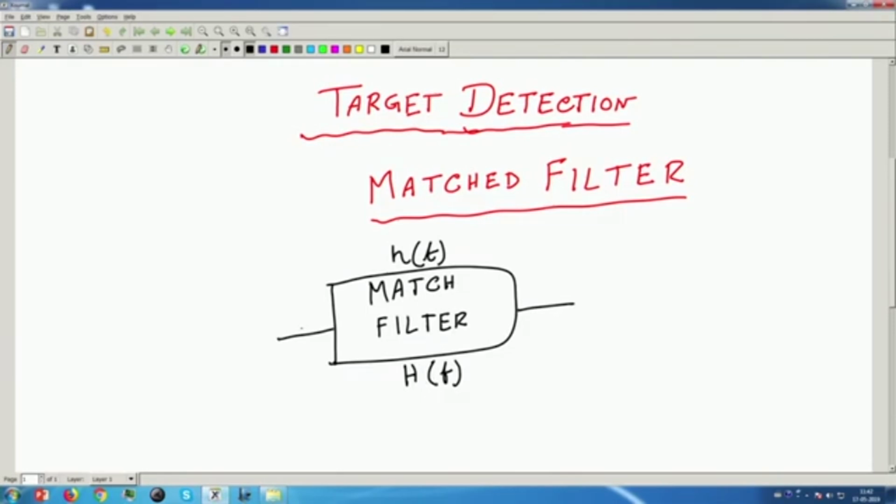Okay. So, what is the input to the matched filter? As I said, the mixer output. Here we are assuming that there are signal and noise both, because the transmitted pulse has gone through free space to the target and from the target again came back. In the process it got corrupted by noise. We generally assume in our models that noise is additive.